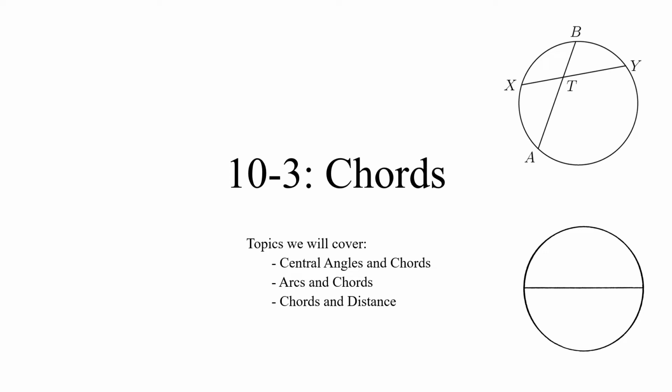Hello, this is lesson 3 in our unit on circle chords, and this lesson is going to be very straightforward and very simple. So to begin with, a chord is just a segment whose endpoints lie on the circle. If you look at the top circle, you will notice that AB and XY are both examples of chords. And in fact, you are already familiar with chords because the diameter of a circle is the longest chord in a circle.